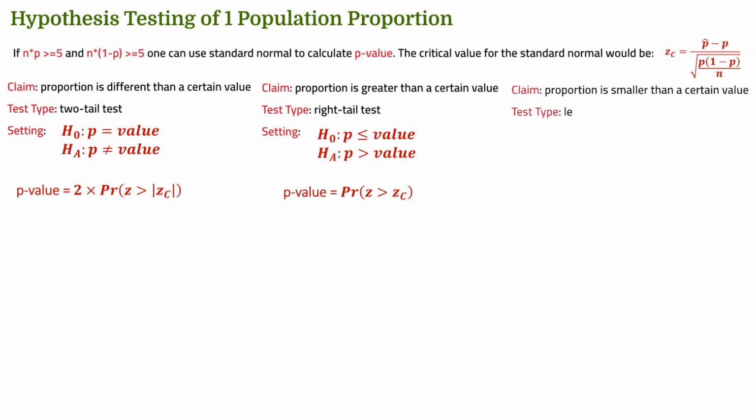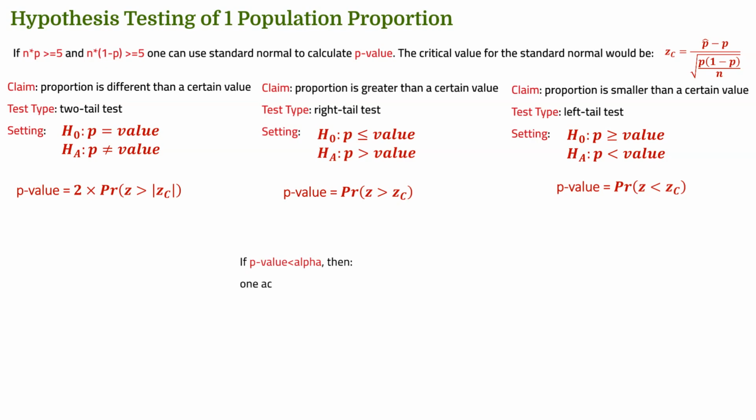Claim: proportion is smaller than a certain value. Test type: left tail test. The setting is H0, p greater than or equal to a certain value, and HA, p less than a certain value to represent the claim. The p-value is probability of Z less than ZC. And as you can see, the signs in HA and p-value are the same. If p-value in all these tests is less than alpha, then one accepts the claim, or rejects the null hypothesis.